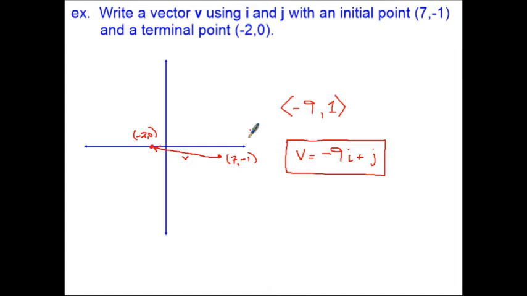Of course, you could use that formula we used earlier, doing negative 2 minus 7, which would also give us a negative 9, and then 0 minus negative 1 gives us the positive 1. But at least in this case, I think that's a nice way of going about it, just in a geometric sense. Okay, this is our last example.